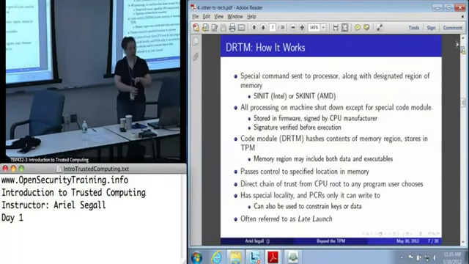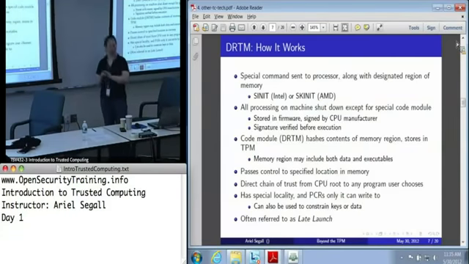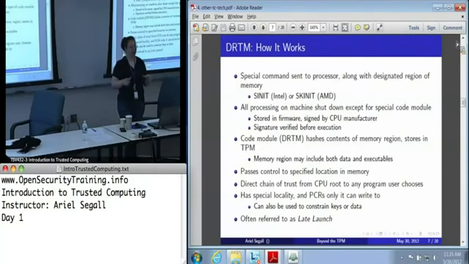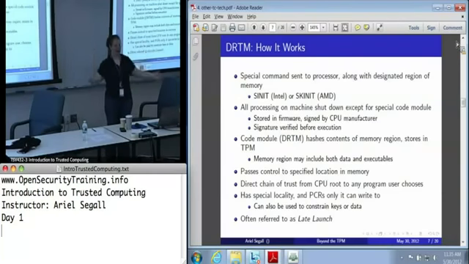is part of the firmware. It's actually signed by the CPU manufacturer, and when it executes, the CPU verifies the manufacturer's signature on this little code module. And that code module is very simple and very dumb. All it does is say, you handed me a region of memory, and it hashes that region of memory and stores that hash in the TPM.